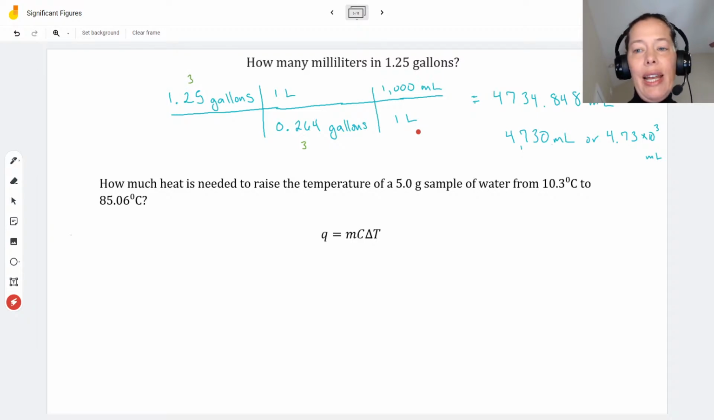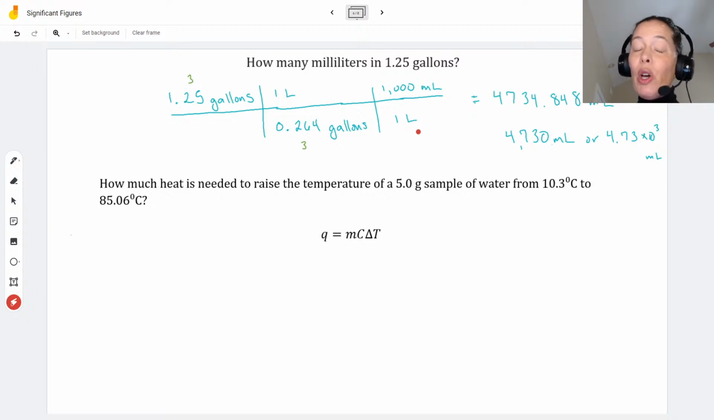Okay, I've got another chemistry question here, and this one is going to mix up my addition, subtraction, and my multiplication, division. So this is a calorimetry question. I am trying to calculate how much heat I need to raise a 5-gram sample of water from 10.3 degrees Celsius to 85.06 degrees Celsius. So again, I'm going to have addition, subtraction to calculate delta T, and then I'm going to have a multiplication, division to calculate Q.